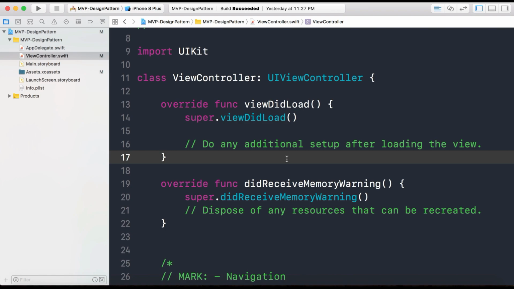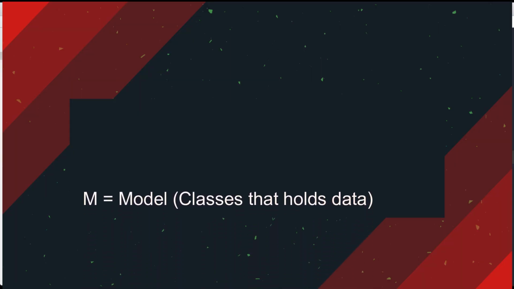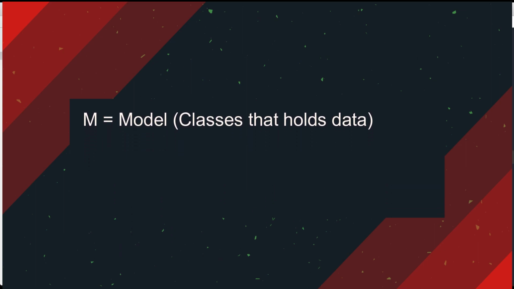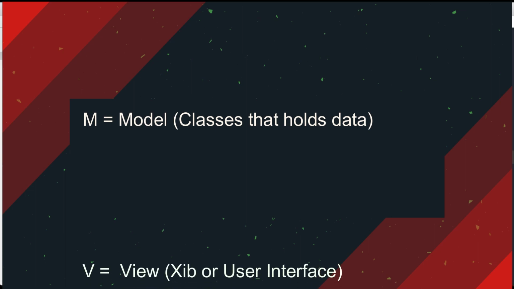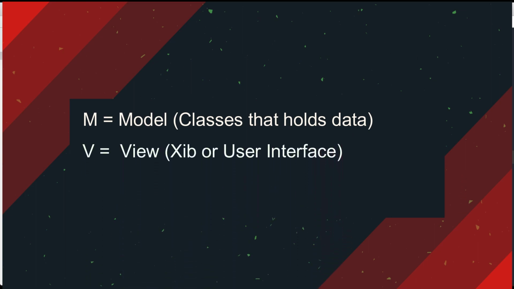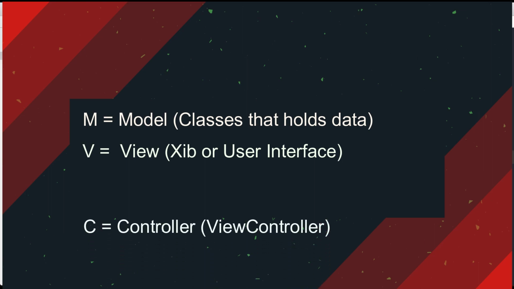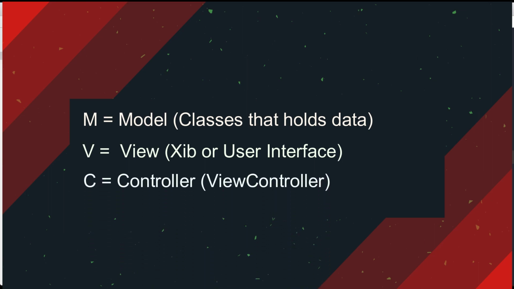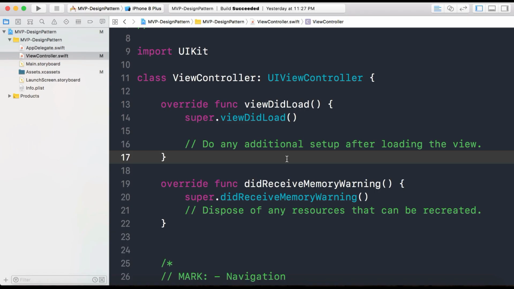In our project, M, the model, is where we store our data, like a user model or city model, and view represents the UI part where the user interacts, that is the XIB, and the view controller is the controller of MVC, which binds both view and model and acts as a middleman.